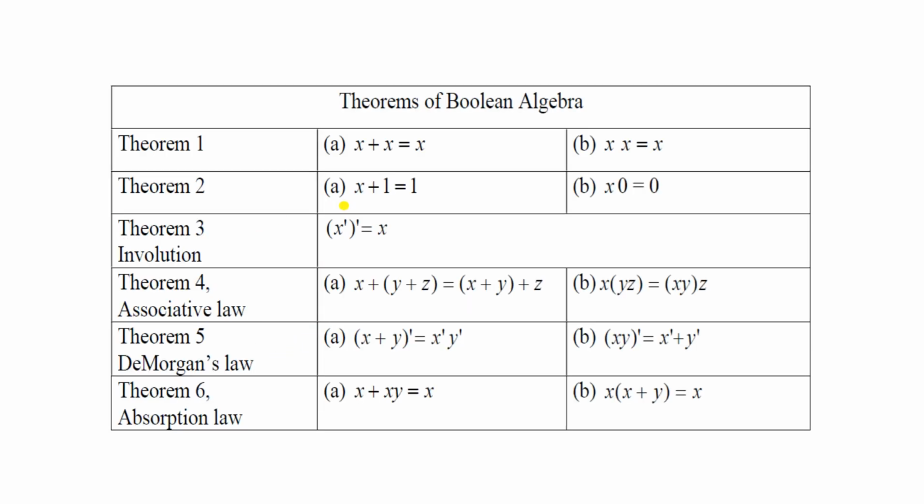Now these are some theorems of Boolean algebra. So x plus x equal to x. For proving these theorems, you can simply make truth tables. So you can show that all the truth values are the same for the left hand side as well as the right hand side. So you can prove all these theorems with the help of truth tables. x plus 1 equal to 1. It's very easy to understand.